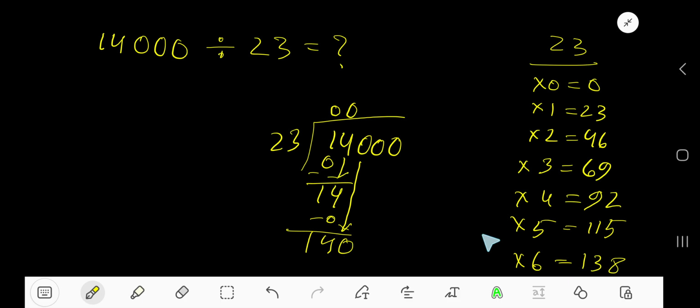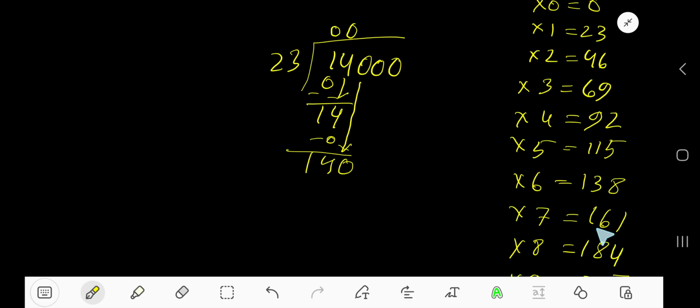23 goes into 140 how many times? 7 times is 161, which is greater, so 6 times. Write 6. 6 times 23 is 138. Subtract, you are getting 2. Bring down this digit. 23 goes into 20 how many times?